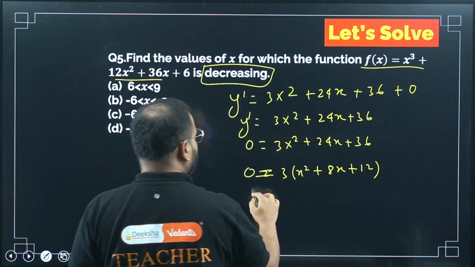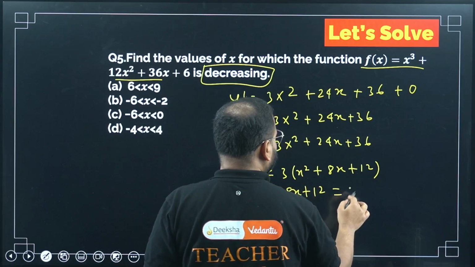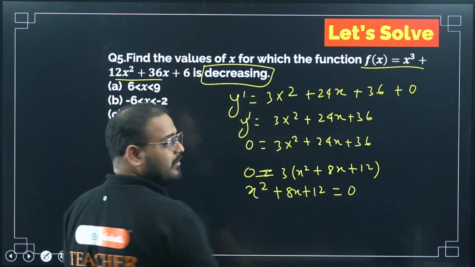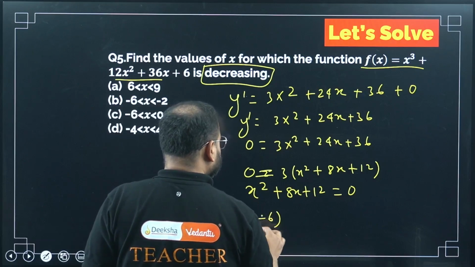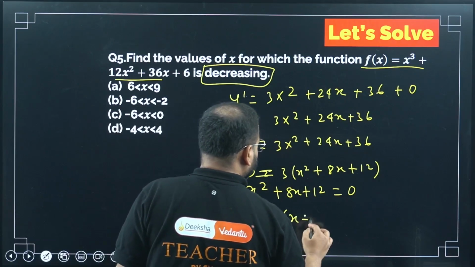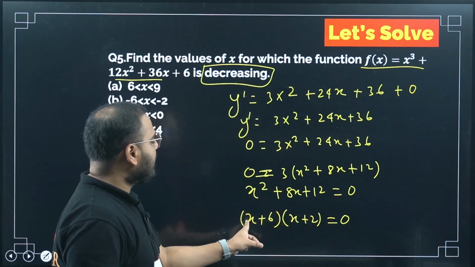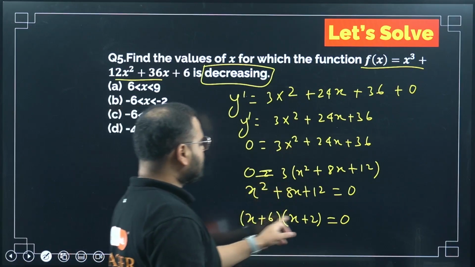Bring it here. I'll get x square plus 8x plus 12 equals 0. What is the factor of this? 6 and 2. 6 times 2 is 12 and 6 plus 2 is 8. So x plus 6 and x plus 2 equal to 0. I hope you understand this. x into x is x square, x into 2 is 2x, 6 into x is 6x, add them is 8x, 6 into 2 is 12.